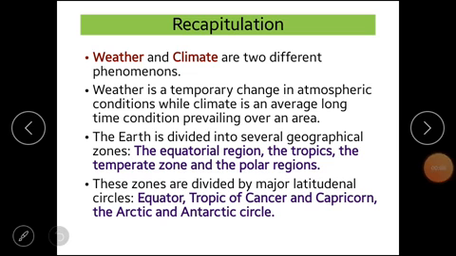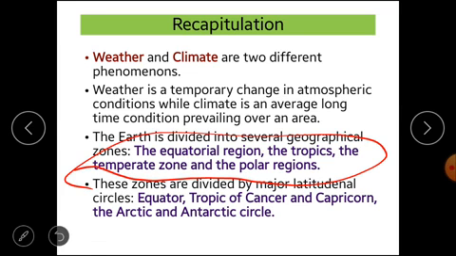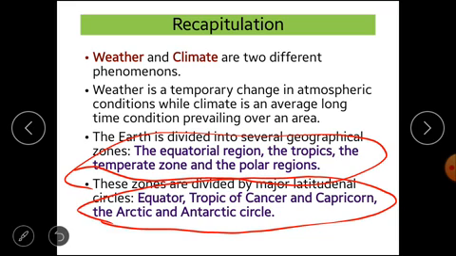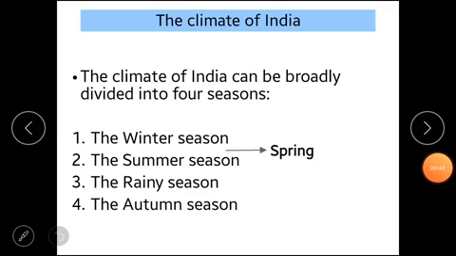In the previous session, we talked about weather and climate, that are two different phenomena. Weather is a temporary change in the atmospheric conditions of an area, while climate is a long time atmospheric condition of that area. And the earth has been divided into several geographical zones: the equatorial region, tropics, temperate zone, and the polar regions. They are demarcated on the basis of certain latitudinal circles: equator, tropic of Cancer, Capricorn, the Arctic, and the Antarctic circle. Now we will talk about the climate of India.